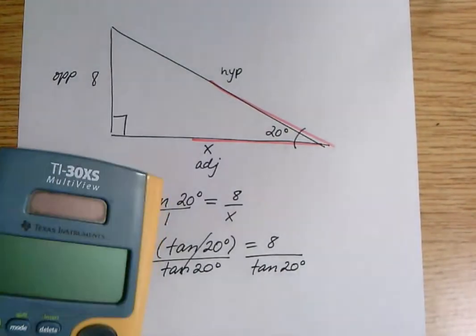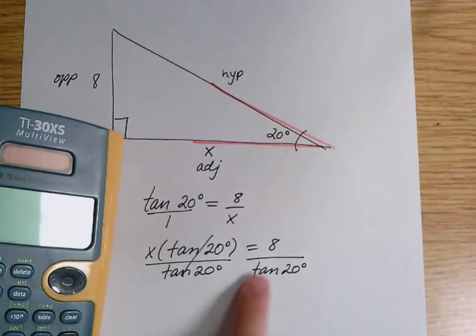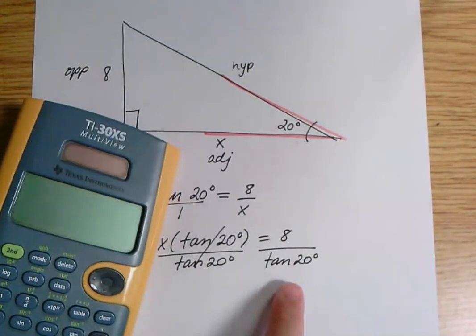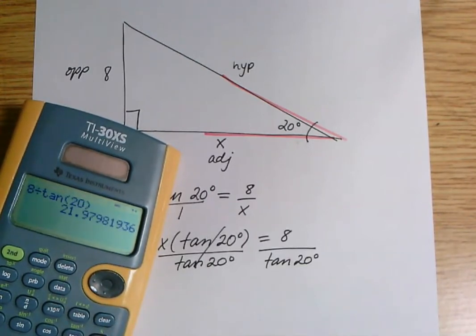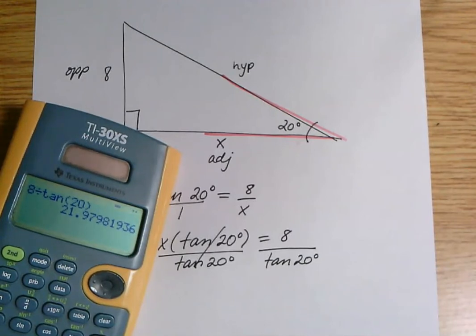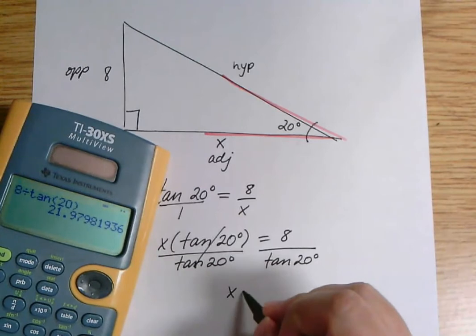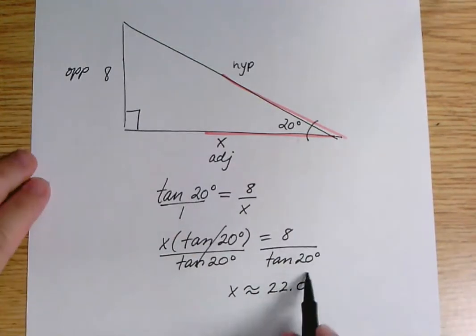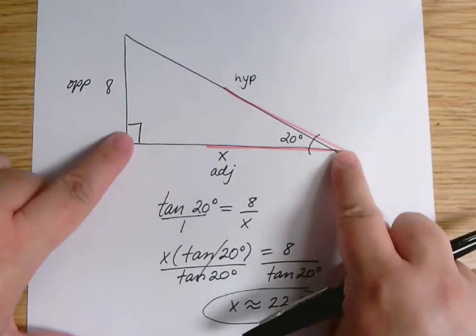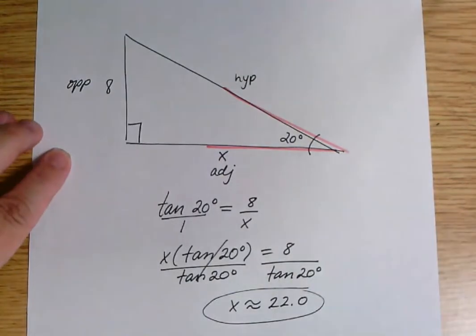Now it's time to pick up the calculator because now my equation tells me what to put in to get x. So I'm going to put in 8 divided by tan 20. And my answer is 21.979. If I round that to the nearest tenth, I'm at 22.0. So let's go to the tenth and say that's about 22.0. And that is this bottom leg here, the length of the bottom leg.